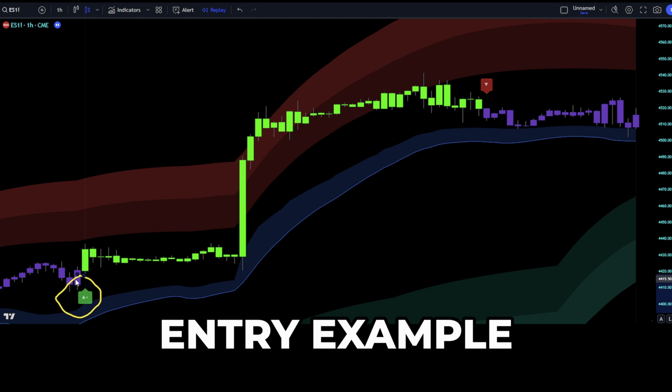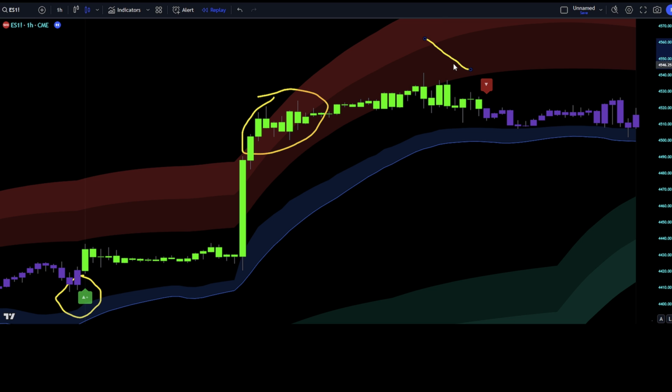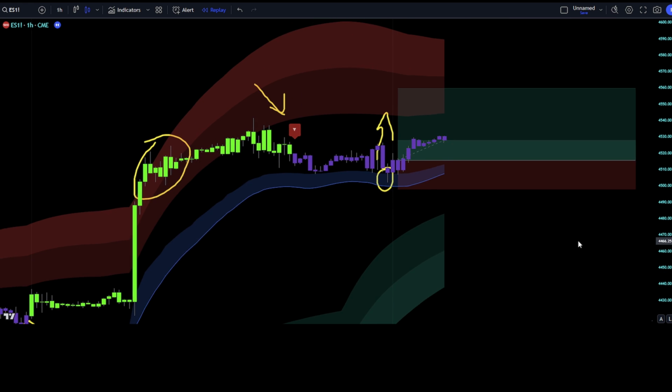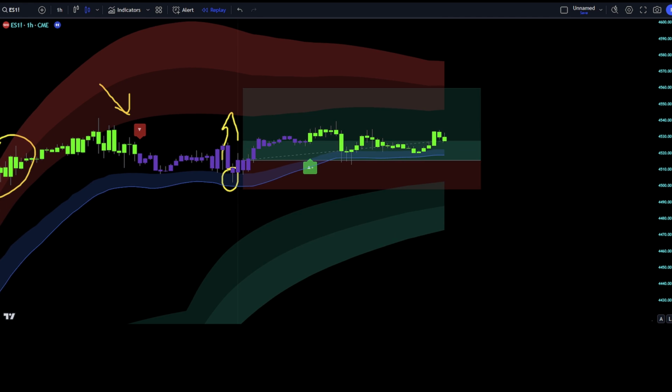For a second long entry example, we follow the same criteria: a buy signal, price entering and exiting the red reversal band, and the price action bouncing off the smart trail. Remember, we use the smart trail for stop loss placement and exit the trade when the price hits the upper reversal zone.